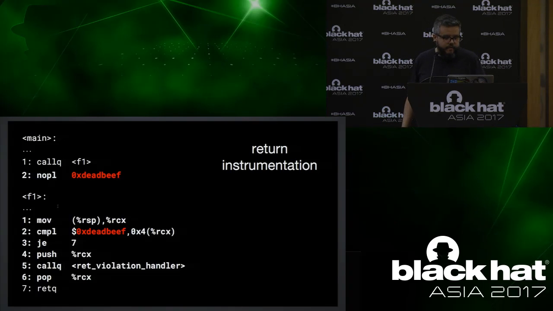After that, we also need to protect the returns, as I said, and the instrumentation is pretty similar. So we have a call to function F1 here, and then we put a tag right after the call. And before F1 returns, it runs a check, which first loads the return address, which is at the topmost address of the stack, into a register, and then we dereference it and check if the values match. If they do match, we do the jump here and return. If they do not match, we call the violation handler.